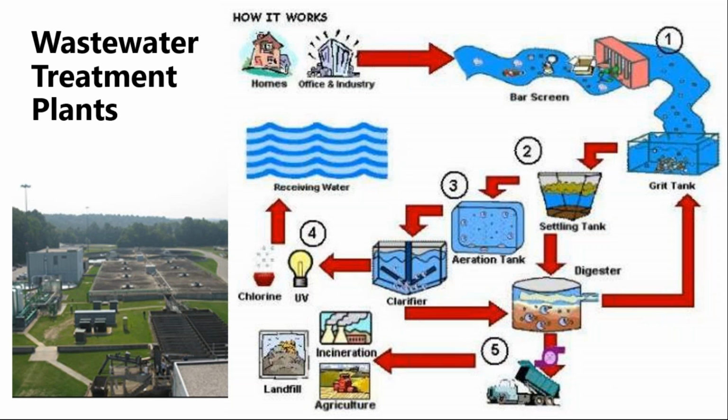First thing that happens is it goes through a bar screen, takes out the big trash. Then the little trash, or the things that settle out, go into a grit tank and it drops out. That would be stuff like ground up bone or pieces of grit or even metal filings that might have gotten into the waste stream. That goes to a settling tank called a primary clarifier.